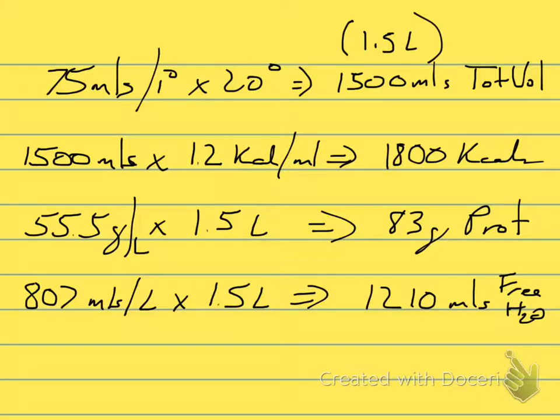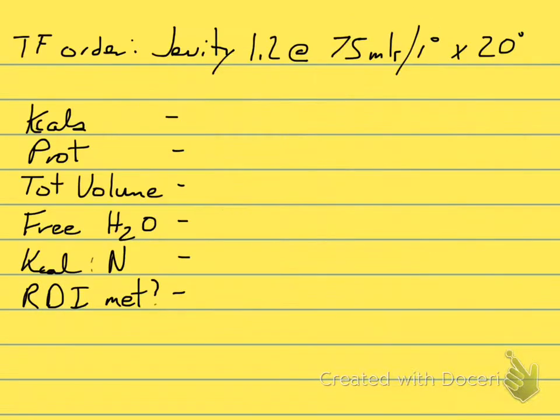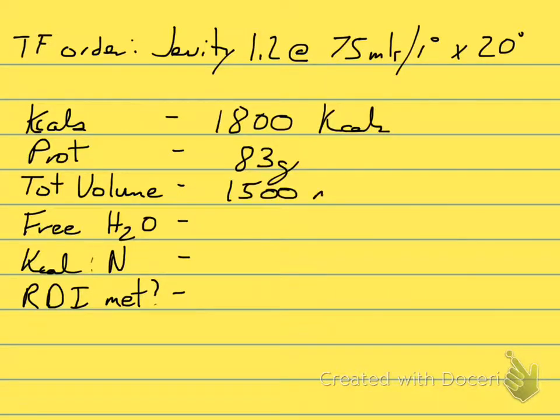Okay, so I'm going to go ahead and populate our sheet over here with what we've determined so far. So again, we've determined that there's 1,800 calories, 83 grams of protein, total volume was 1,500 mils, and our free water was 1,210 mils. Okay. So next is our calorie to nitrogen ratio, and we'll do that on another page.